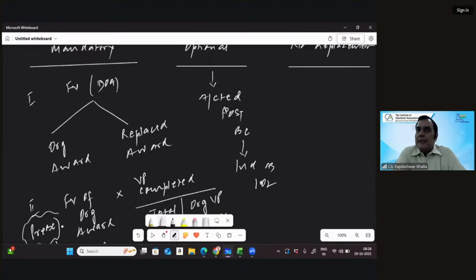Then comes the case where there is no replacement. If it is no replacement, then also you need to apply the 3 steps which you did for mandatory replacement. But in the second step, instead of taking it as a part of the purchase consideration, you tell me, where are you going to consider that? In step number 1, you'll organize the fair value, and you're going to organize the fair value only of the original award. There is no replaced award. If there is no replaced award, you just need to organize the fair value on the date of acquisition for the original award only.